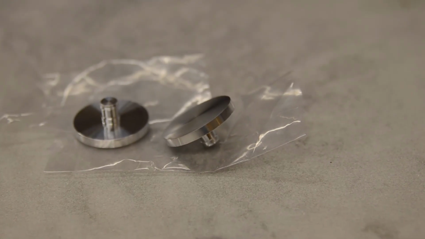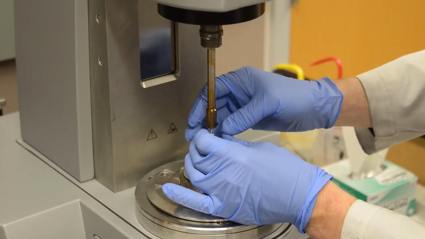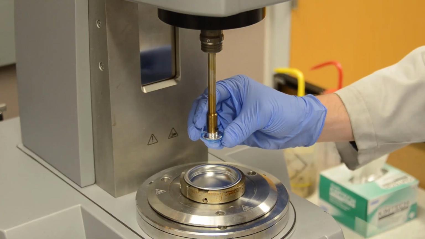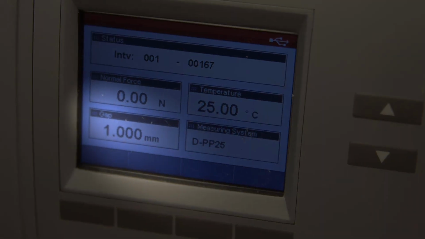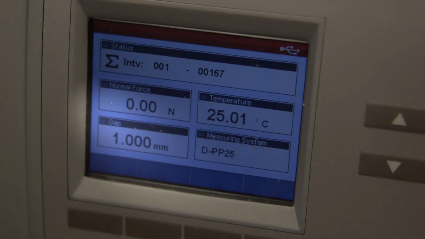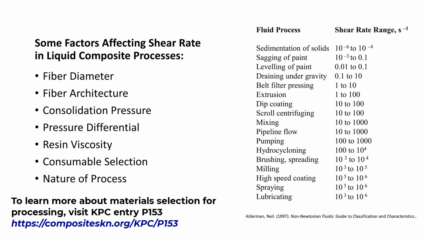We will use a disposable 25mm parallel plate system, a general-purpose geometry suitable for measuring medium viscosity liquid resins while curing. Our plate gap will be 1mm, a common gap size for samples where available sample volume is not a constraint. We will aim for a shear rate of 100 per second, which can correspond very approximately to liquid composite processes. The shear rate depends on many factors and will vary by orders of magnitude depending on process parameters.